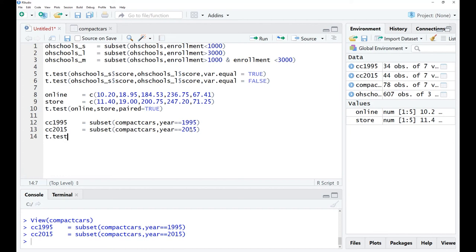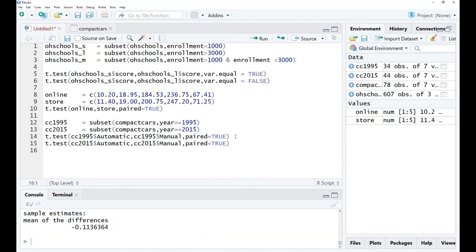So we type t-test, CC 95, automatic, that's the first group. CC 95, manual is the second group. And we tell R that we are looking at pairs. So paired equals true. And we do the same for the 2015 cars. And then we execute those two hypothesis tests.